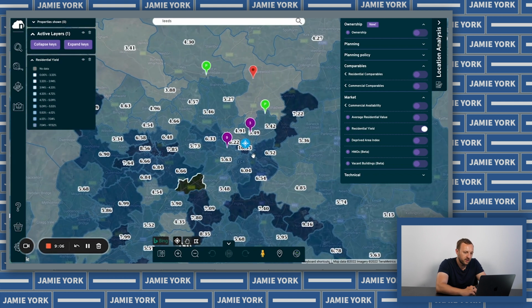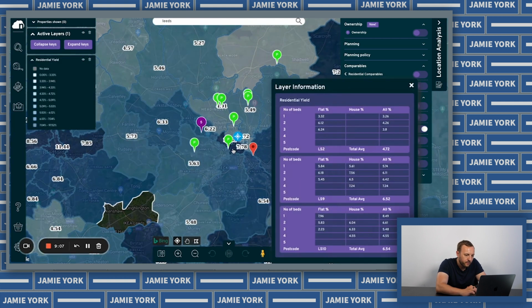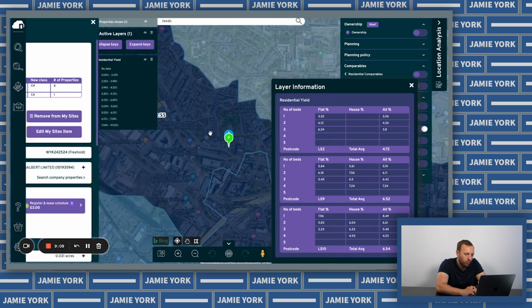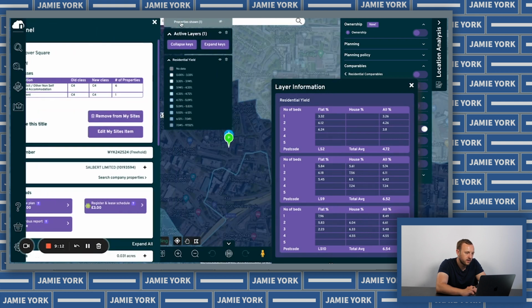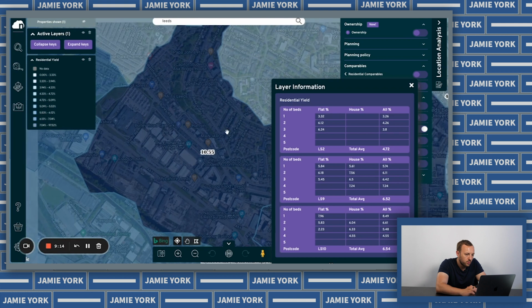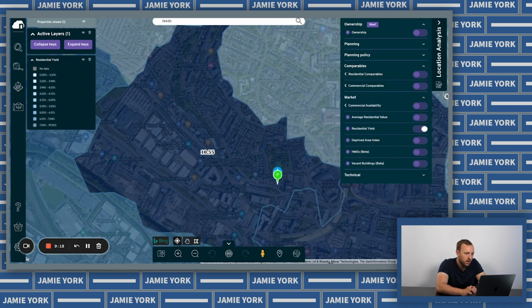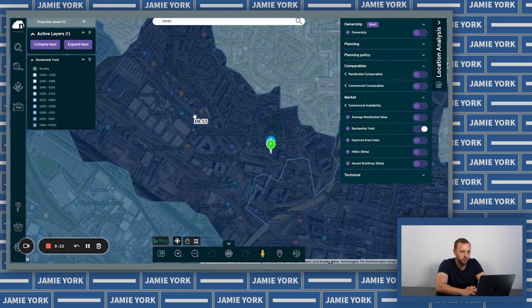If we go over here, is that a 10 right there? Let's zoom into this 10.5 area here. Get rid of this. That's a pretty good area, right? That is Burley Road. Yeah, that's a very strong area. Student accommodation mainly.